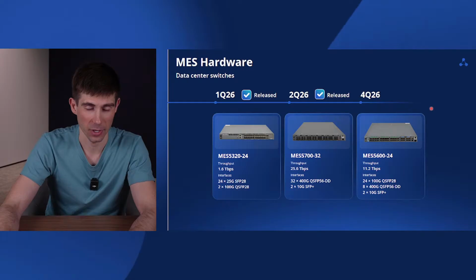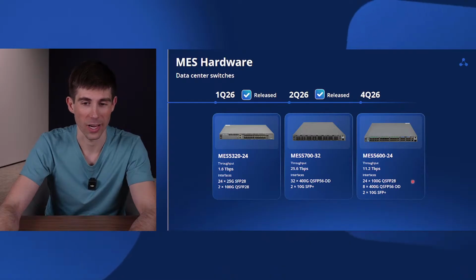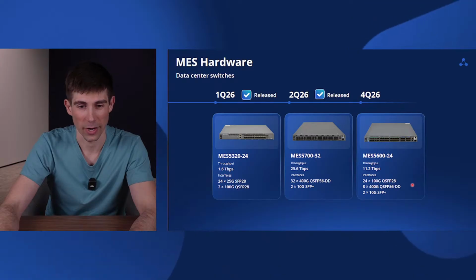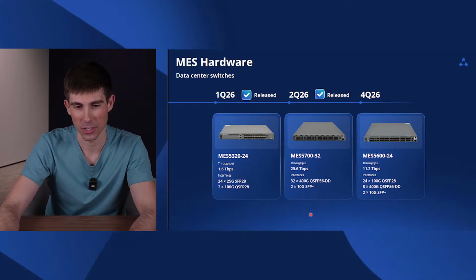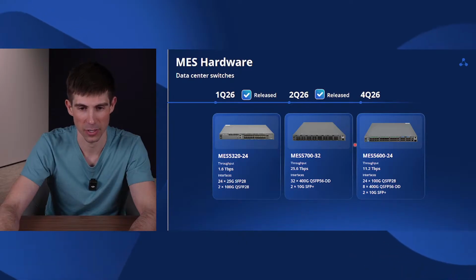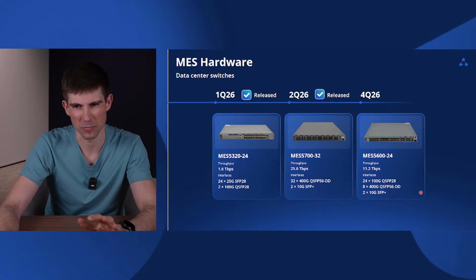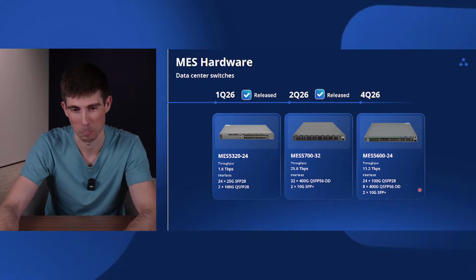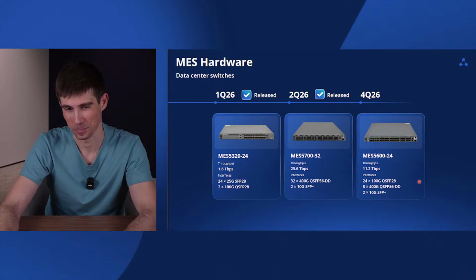And the next one coming, probably towards the end of the year, is the MES 5600-24. This one has 24 100-gig interfaces on board and 8 400-gig interfaces. So this one usually sits beneath the 5700-32. So if that is a super spine, this one is used as a spine. And they both have two 10G SFP+ interfaces. You can think of them as more of management interfaces when we talk about IP fabric architecture.